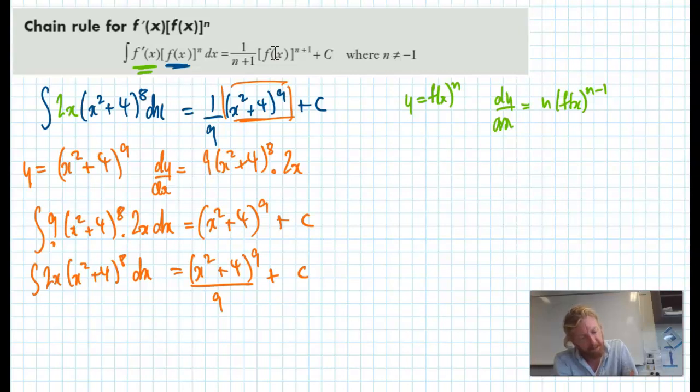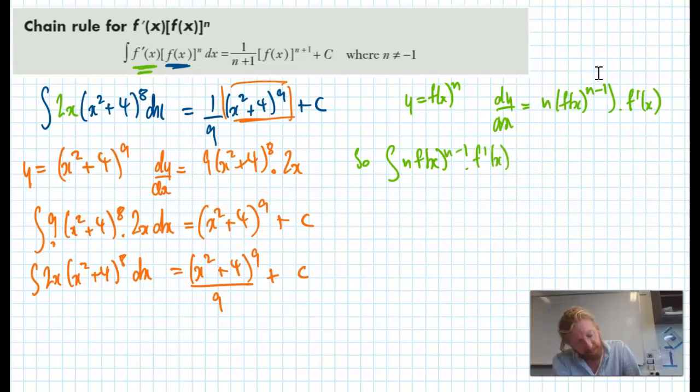I don't need that bracket there. We'll just put another one in. Times the derivative. Therefore, the integral of n f of x to the n minus 1 times f dash x dx equals f of x to the n plus c.